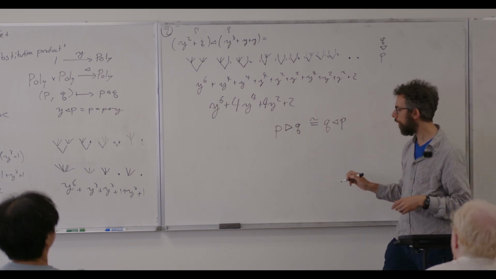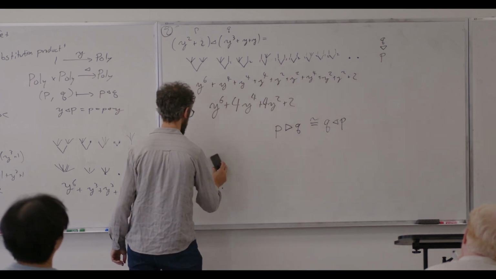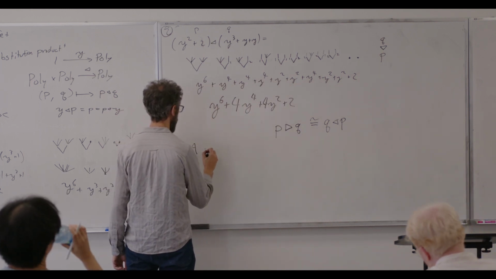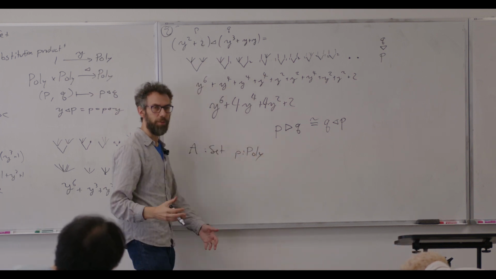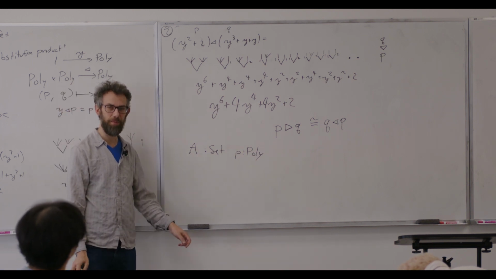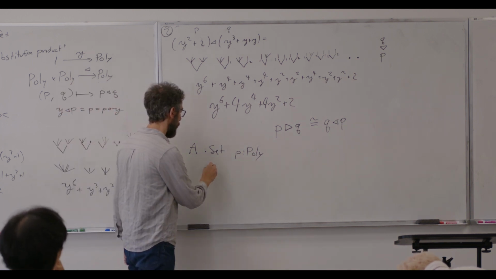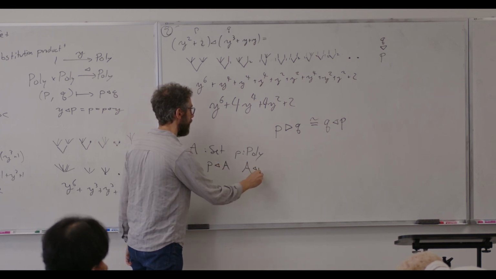triangle? Okay, so what is P? Suppose A is a set and P is a polynomial. By the way, I asked questions and I didn't really pause, but if you have them, just ask at any time. So what is P composed A and what is A composed P?